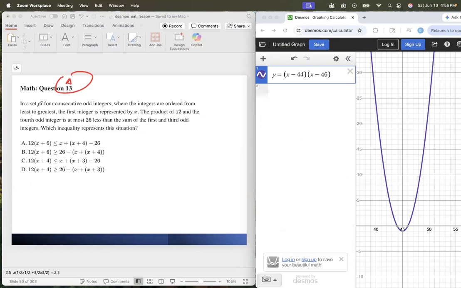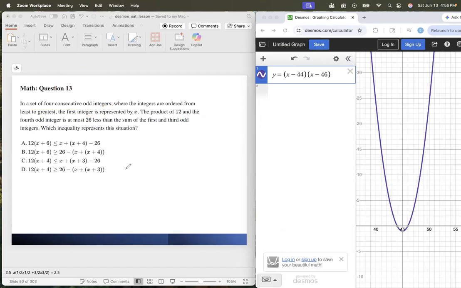Question 13. In a set of 4 consecutive odd integers, where the integers are ordered from the least to the greatest, the first integer is represented by x. The product of 12 and the fourth integer is at most 26 less than the sum of the first and the third integers. Which inequality represents that?